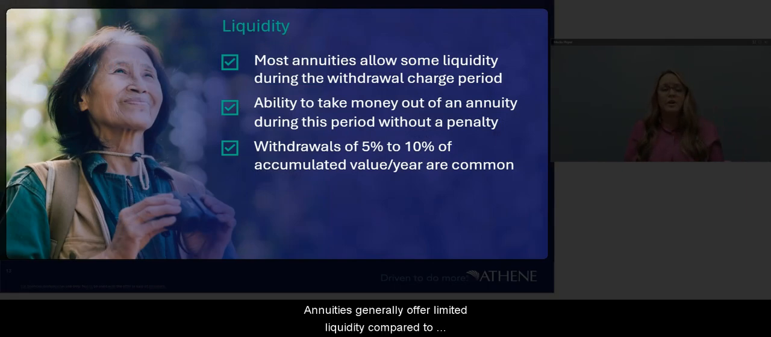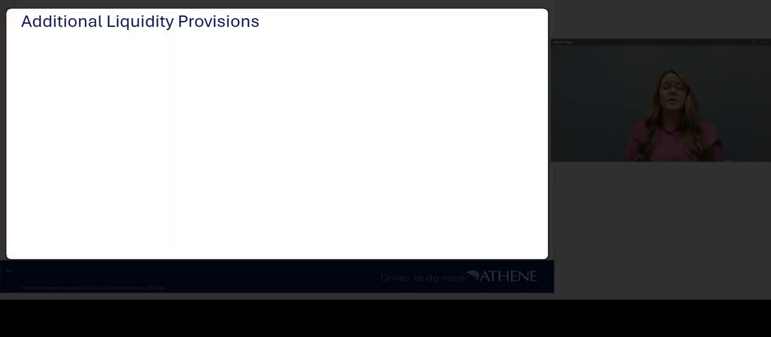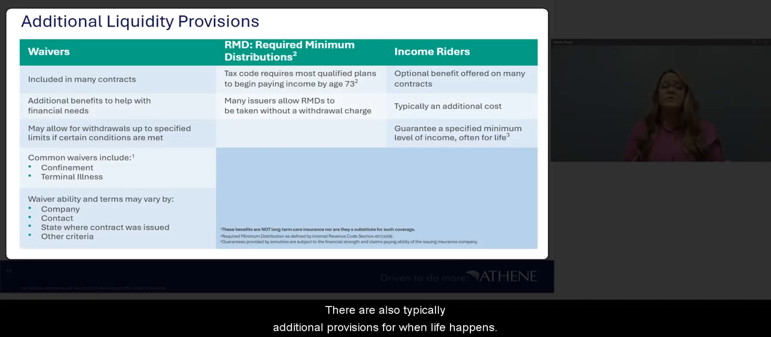Annuities generally offer limited liquidity compared to other types of products. However, many do have some free withdrawal options. Many annuities allow for a certain percentage, often around 10%, of the accumulated value to be withdrawn each year without penalty. There are also typically additional provisions for when life happens. Some even offer waivers of surrender charges under very specific circumstances, such as terminal illness or confinement.